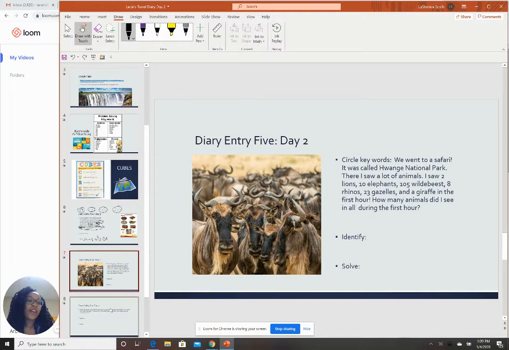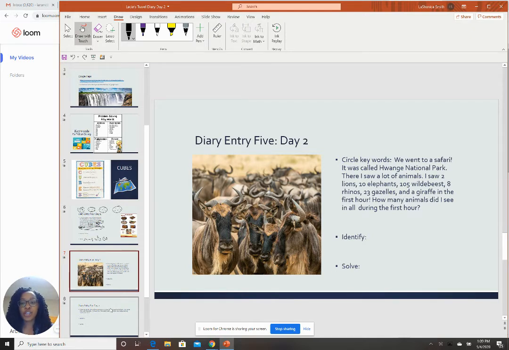We went to a safari. It was called Hwange National Park. There, I saw a lot of animals. I saw 2 lions, 10 elephants, 105 wild beasts, 8 rhinos, 23 gazelles, and a giraffe in the first hour. How many animals did I see in all during the first hour?